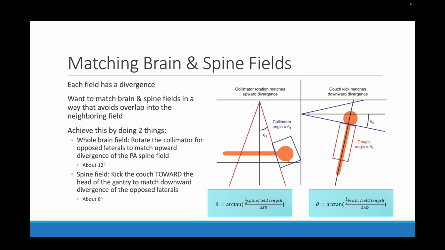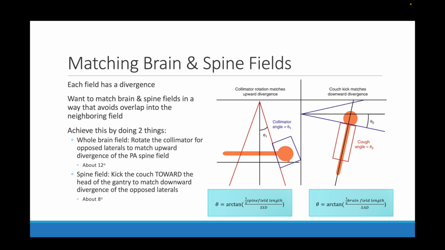The final little thing I'll mention here is, there's a big deal around the fact that the couch kick is toward the head of the gantry for pediatric patients when we're doing CSI. The reason it can get confusing is because in breast planning, there's also a couch kick sometimes when we're using a dual isocenter planning technique. And a couch kick needs to happen to deal with the divergence of the tangent fields and the divergence of our supraclavicular fields. And that's a whole conversation for a different lecture.